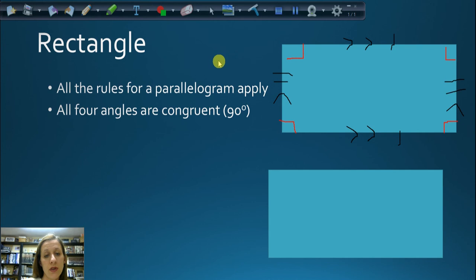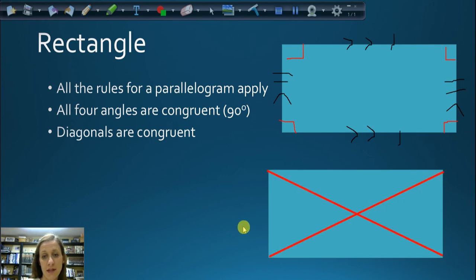And then the other rule you need to know about a rectangle is that the diagonals are congruent. So again, here's another rectangle. I've added the diagonals. So the diagonals are congruent means from one corner all the way to the other corner is the same distance as the opposite corners. And so because they're congruent, and if we use the rule that these diagonals bisect each other, for a rectangle, all four of those smaller pieces of the diagonals will be congruent.